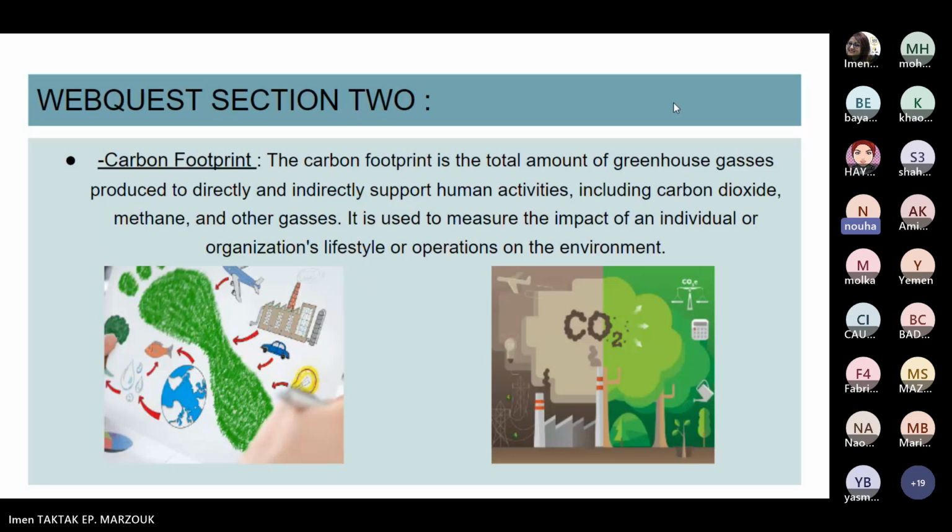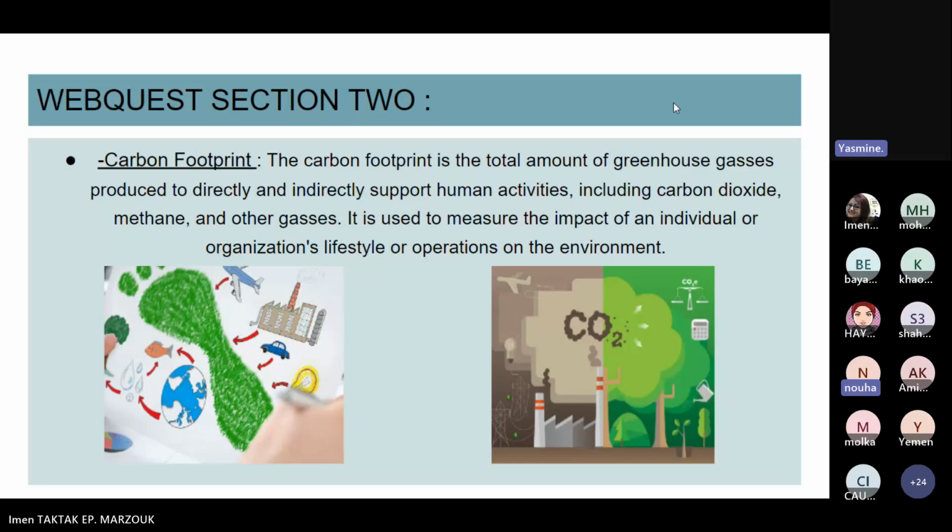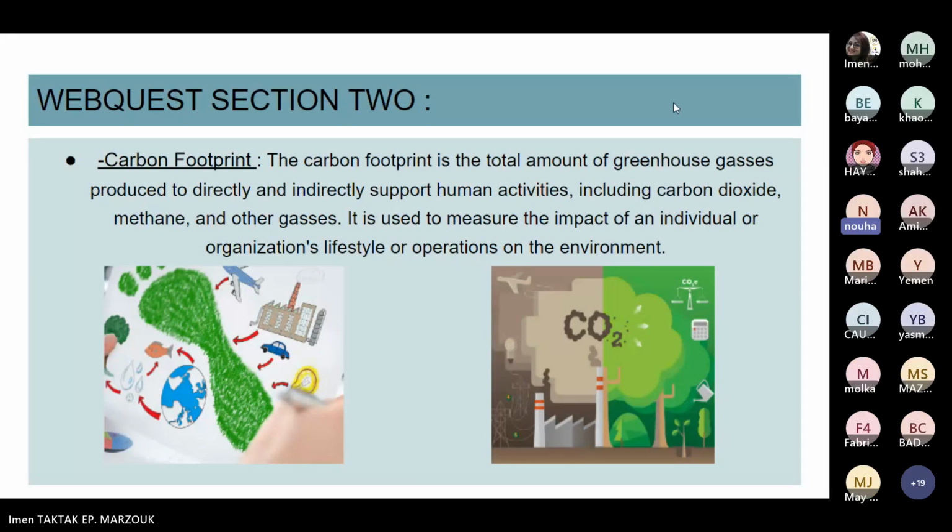Carbon footprint. The carbon footprint is the total amount of greenhouse gases produced to directly and indirectly support human activities, including carbon dioxide, methane, and other gases. It is used to measure the impact of an individual, organization, lifestyle, or operations on the environment.